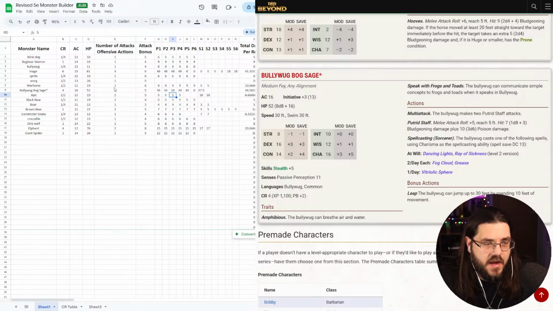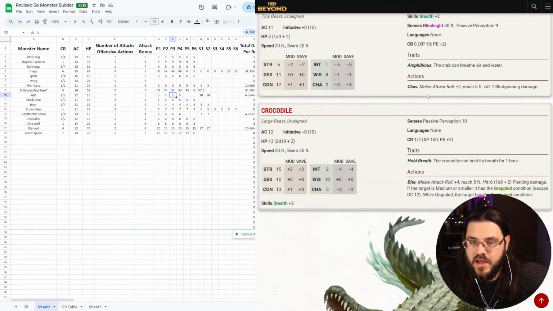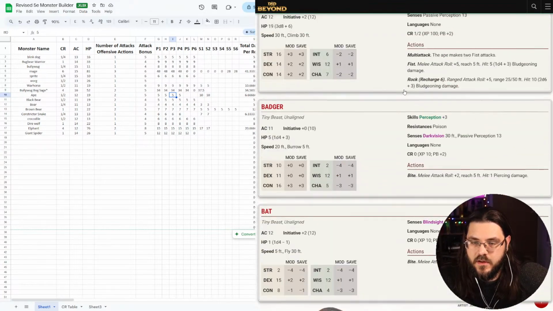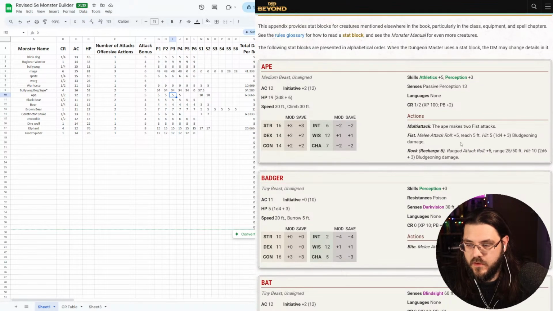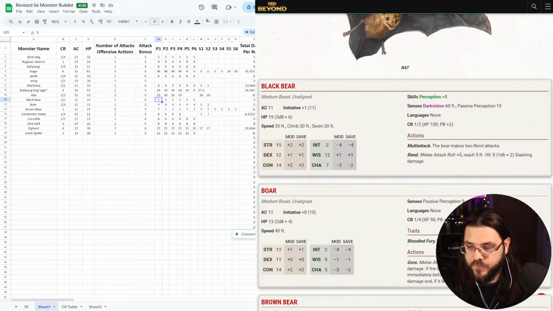And then back up to 8. 8 makes 2 attacks. It is 5, so that would be 10. 10. 10. Or it does the ranged attack, which is just 10 damage. So that flattens it out again. Black Bear. 2 rend attacks, 10 damage total.